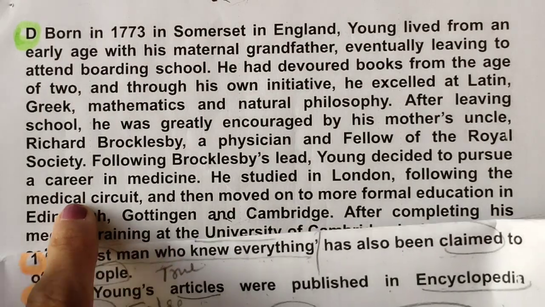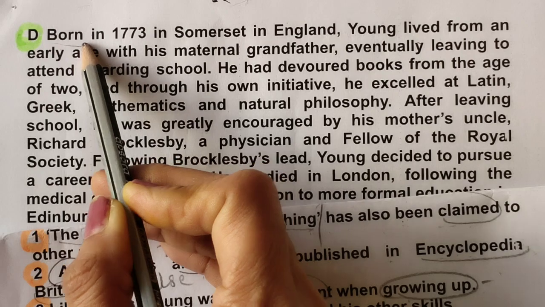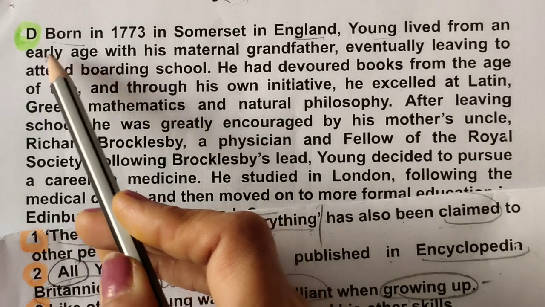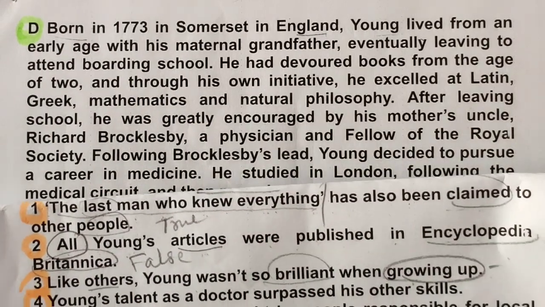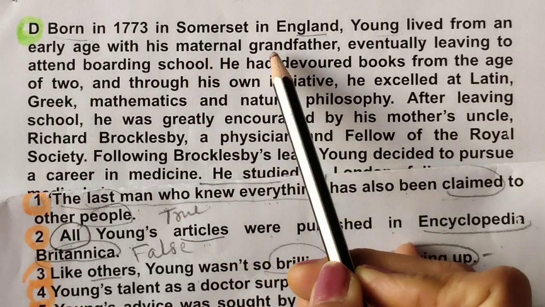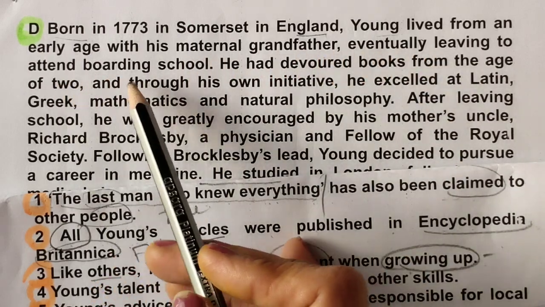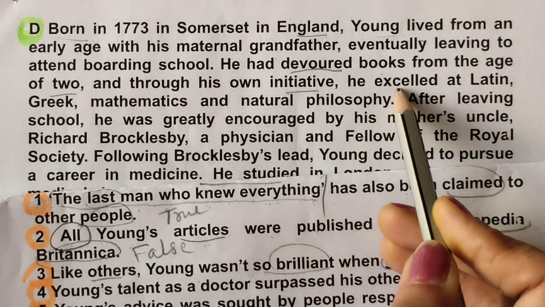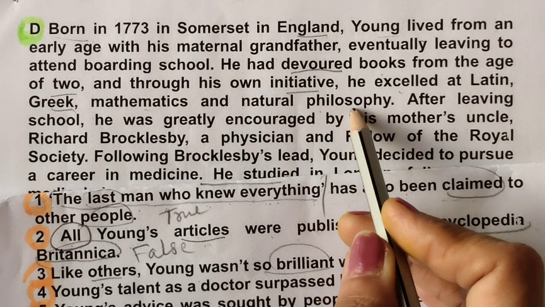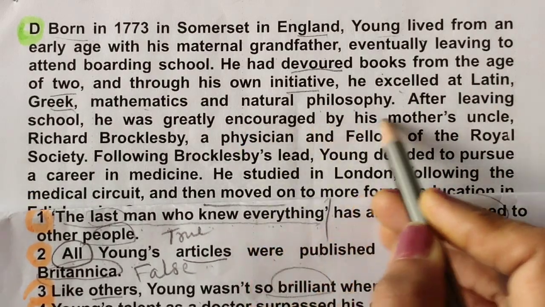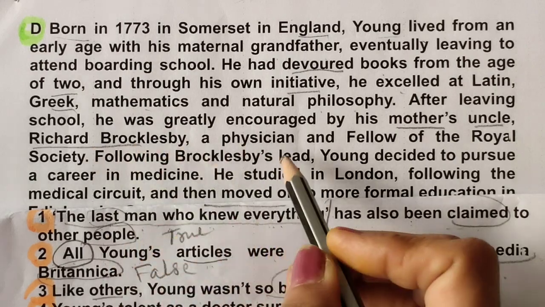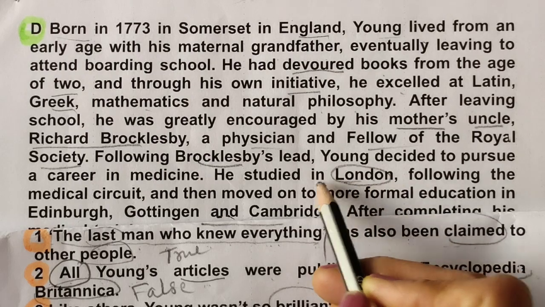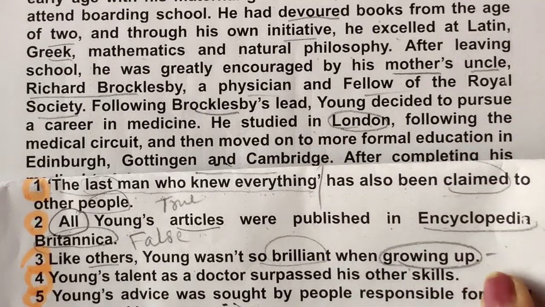Now in the D paragraph, here I can see "born", which means childhood days. In 1773, Somerset in England, Young lived from an early age. In "early age" we have got growing up. He lived with his maternal grandfather, eventually leaving to attend boarding school. He had devoured books from the age of 2, and through his own initiative he excelled at Latin, Greek, mathematics, natural philosophy. After leaving the school, he was greatly encouraged by his mother's uncle, a physician and fellow of the Royal Society. He studied in London. So here I think we have got our answer.